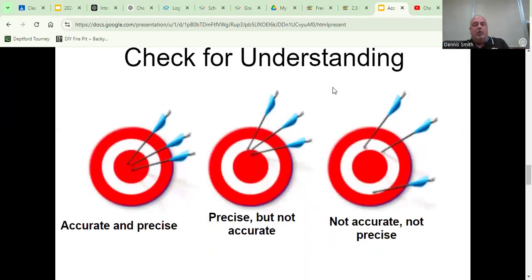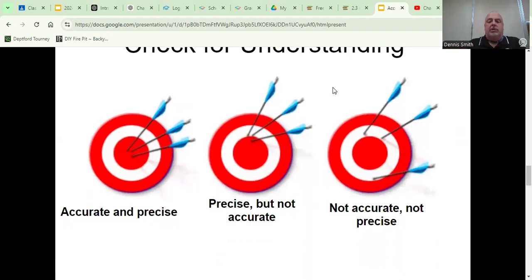Okay. So when we look at this, here's some targets with bullseyes and some without. These three here, right in the middle, they hit exactly where you wanted them to hit. They're also all bunched together, so that means they're going to be precise. These are all together, but they're not in the center of the bullseye, so they are not considered to be accurate. They are precise, but they are not accurate.